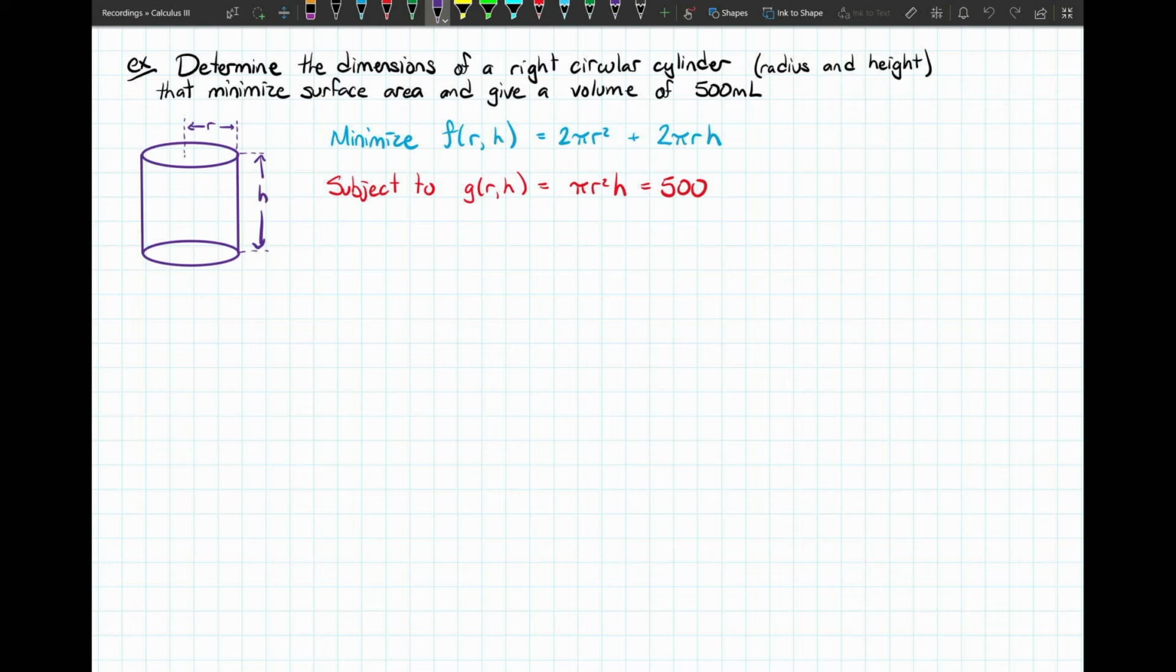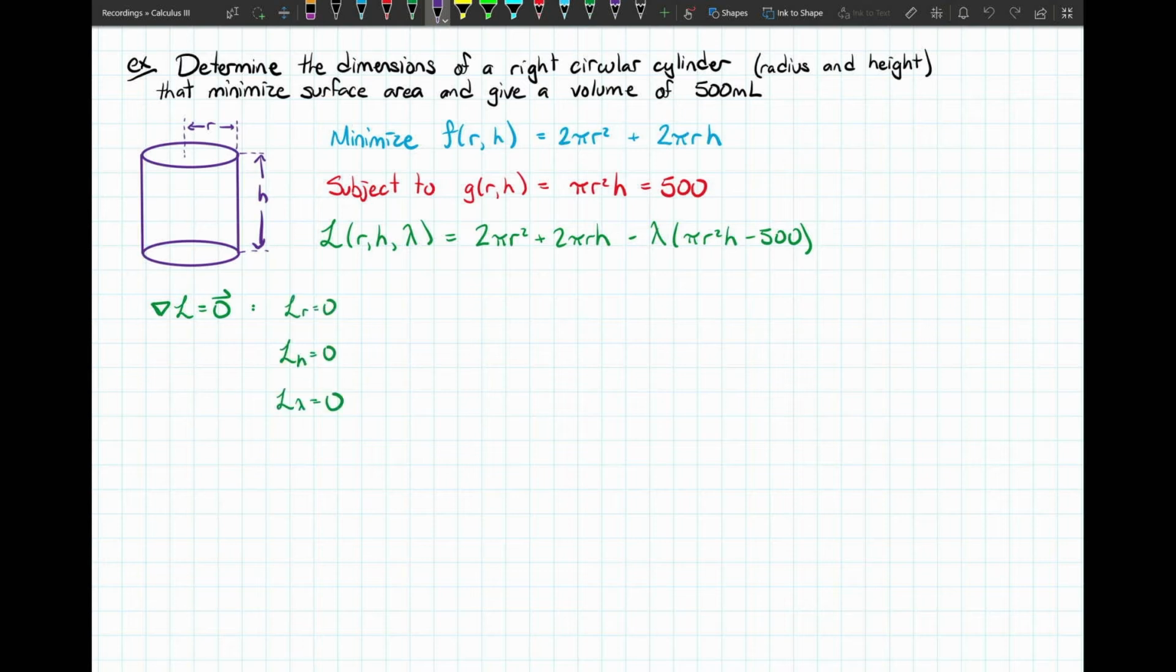The Lagrangian is going to be a function of three variables, r, h, and lambda. And we'll have our objective function minus lambda times our constraint in this implicit form. Now we can set the gradient of the Lagrangian equal to 0, and we get three equations out of that. These three equations will be the three first-order partial derivatives of the Lagrangian. That first one, if we're taking the partial derivative with respect to r and setting it equal to 0, will give us 4 pi r plus 2 pi h minus 2 lambda pi rh, all equal to 0.